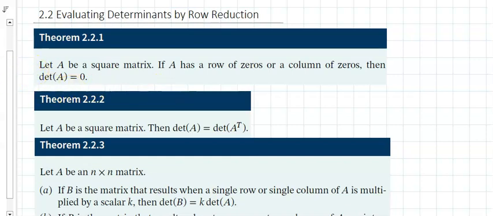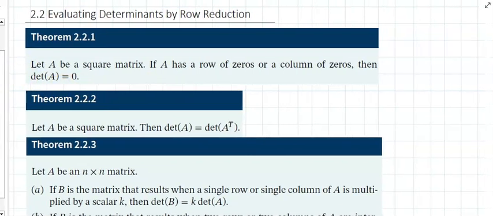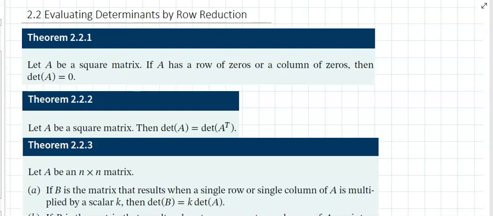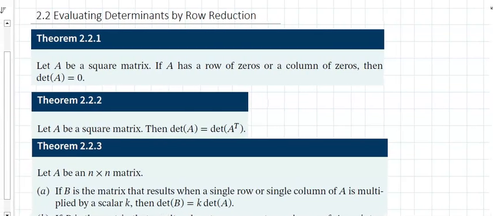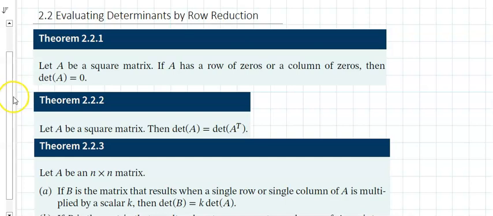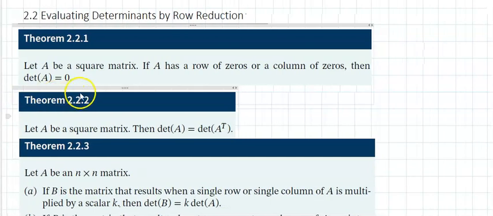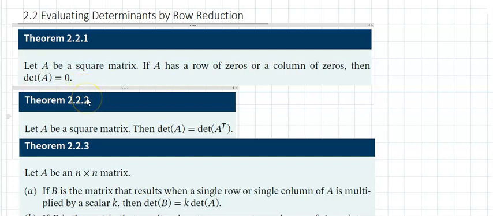Section 2.2 talks about just not a problem. Let's keep this that. So there we go. 2.2 talks about evaluating determinants by row reduction, and let's talk about that a bit.